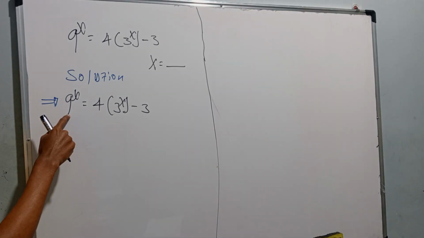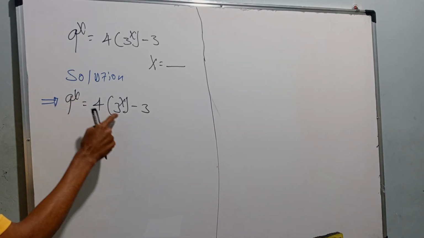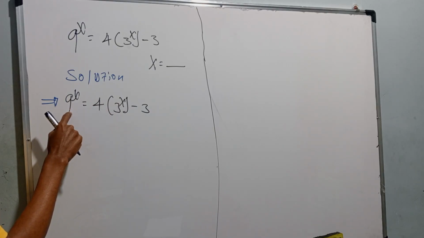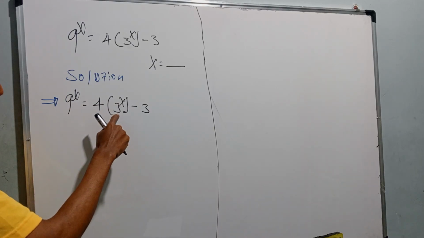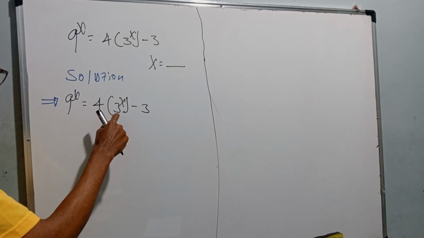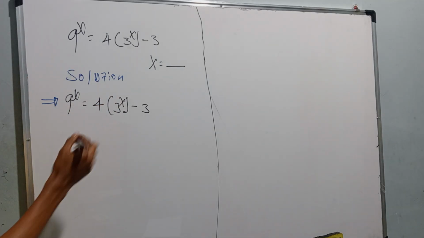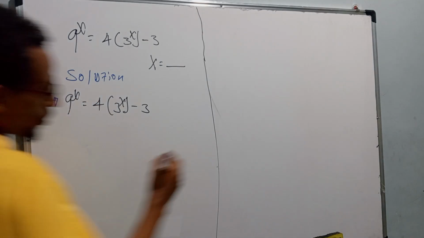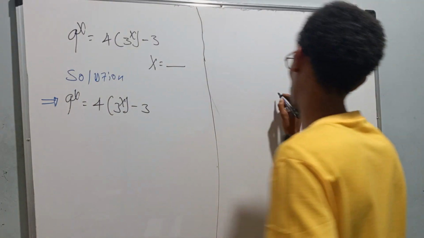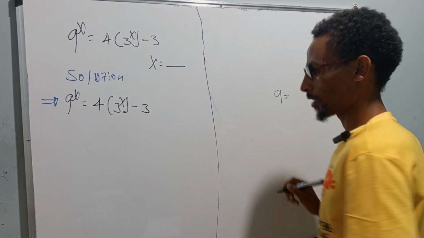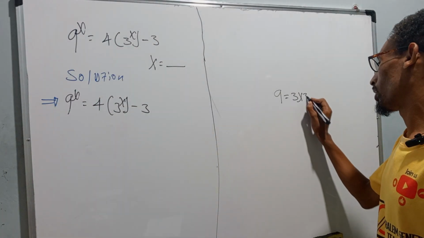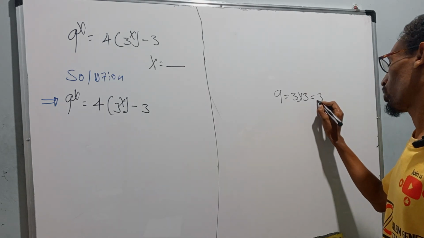That means 9 to the power of x and 3 to the power of x must have the same base. 3 is smaller than 9, and 3 is the least prime number. So 9 must be expressed in terms of 3. We know that 9 is written as 3 times 3, which is expressed as 3 to the power of 2.